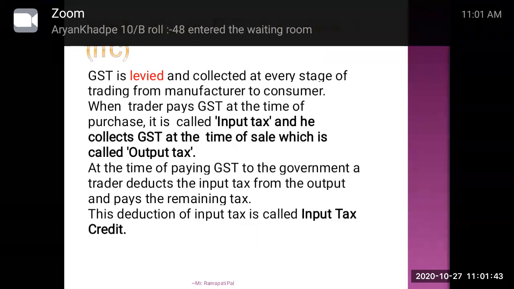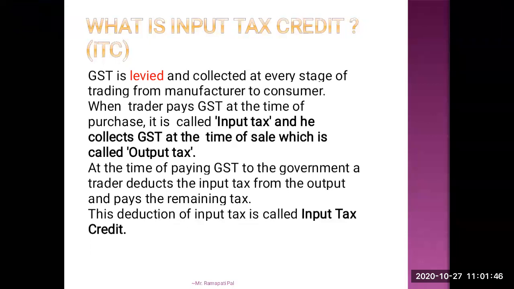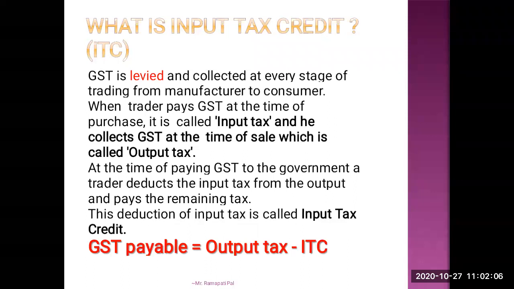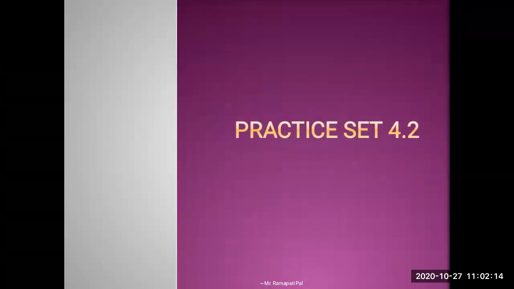So you are ready to solve the exercise with your pen and pencil, notebook. Okay. So let's start. GST payable is equal to output tax minus ITC. This formula we are going to use. So we are going to practice exercise 4.2. Okay. Let's see the first question.